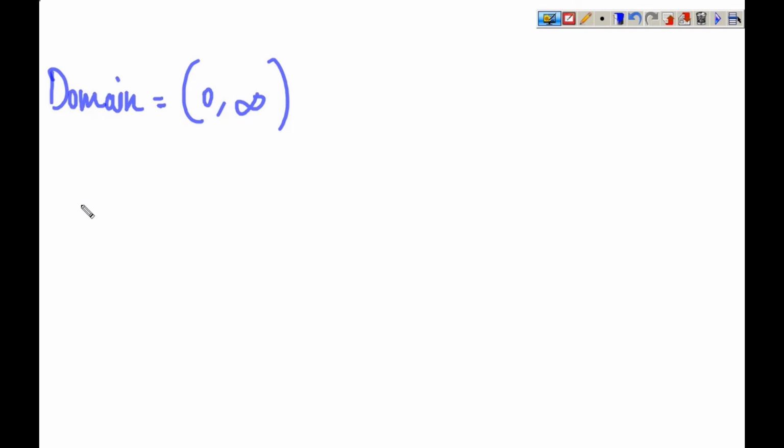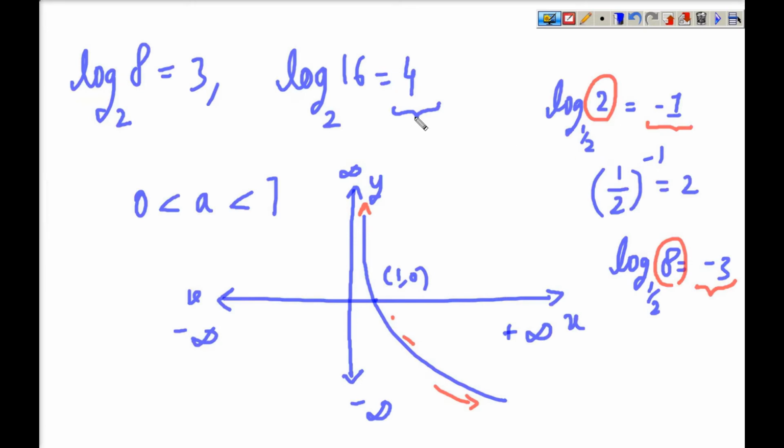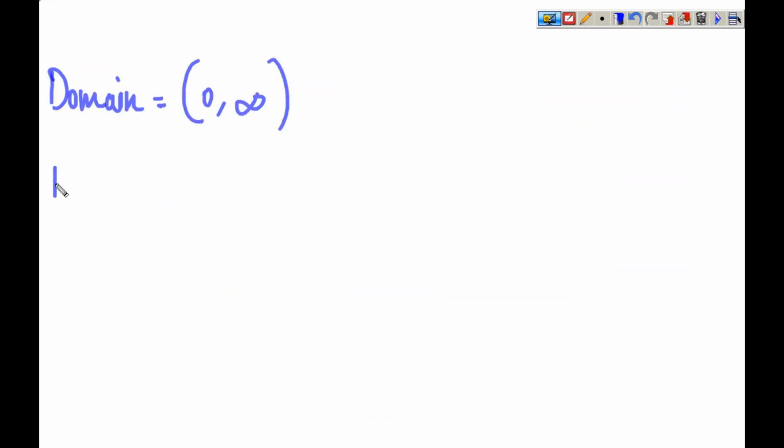Now what about the outputs, or the range of this function? We have seen that the range covers positive as well as negative values. So simply the range of outputs is from negative infinity to positive infinity.